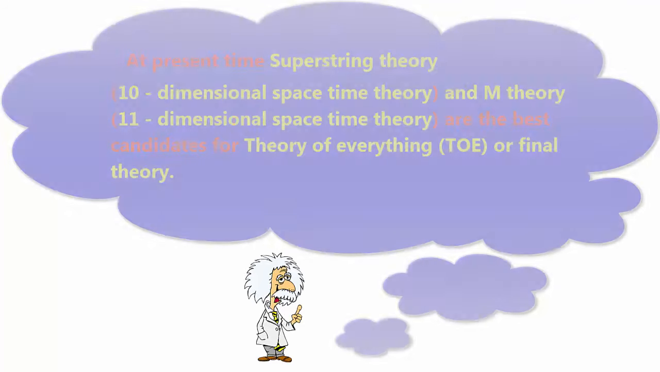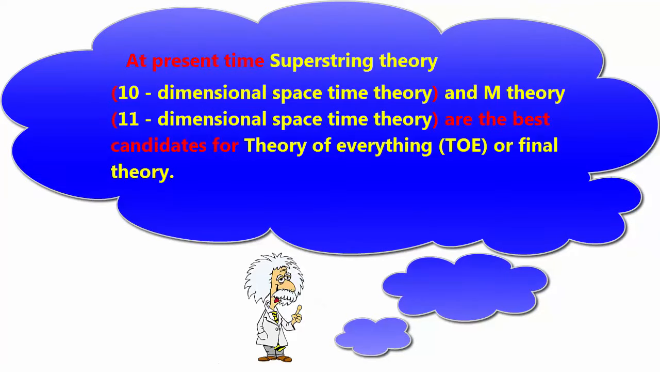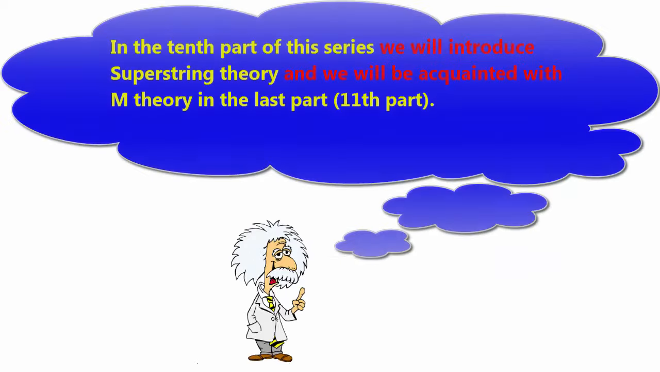At present, superstring theory, a 10-dimensional space-time theory, and M-theory, an 11-dimensional space-time theory, are the best candidates for a theory of everything, or final theory. In the 10th part of this series, we will introduce superstring theory, and we will be acquainted with M-theory in the last part, the 11th part.